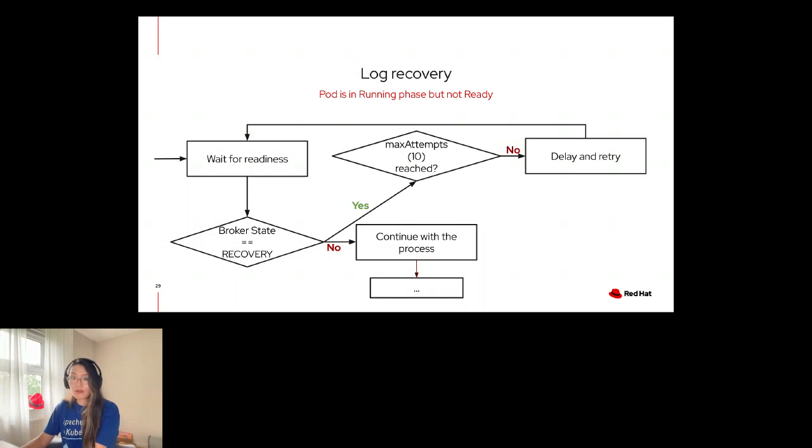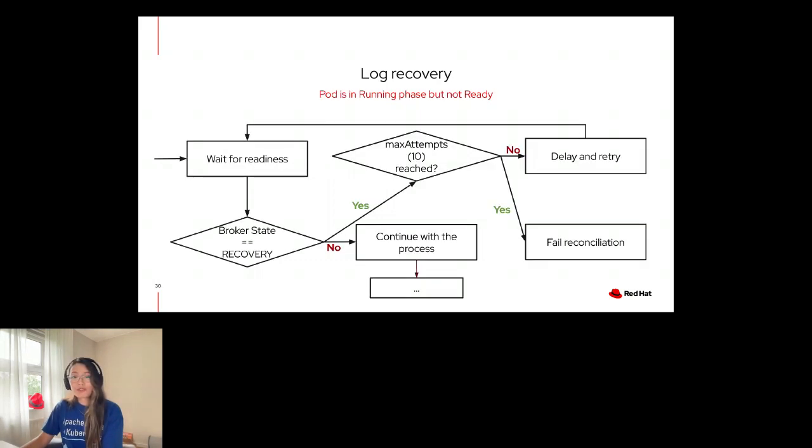But if it is doing log recovery, there's not much else KafkaRoller can do other than wait, because we don't want to restart this pod in case, when it restarts, it's going to do the log recovery again. And before it finishes, we might restart again, and we could end up in this loop. So what it would do is apply some delay and then retry this pod and wait again to see if it finished doing the log recovery, until we reach the max attempt. The max attempt is set to 10 in Strimzi. And if you do reach the max attempt, then we're going to fail the reconciliation immediately.